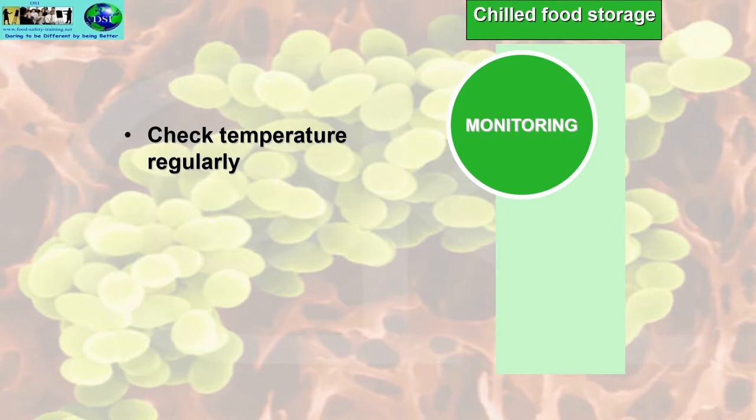Monitoring, check the temperature regularly. At least three times during a shift, beginning, middle and end. And it's preferable to not just rely on the outside display, if there is one on the fridge, but to check the temperature of the inside of the fridge also, using product temperature. The best way to do this is to use a cup of dried salt. This can be kept indefinitely on the top shelf of the fridge.